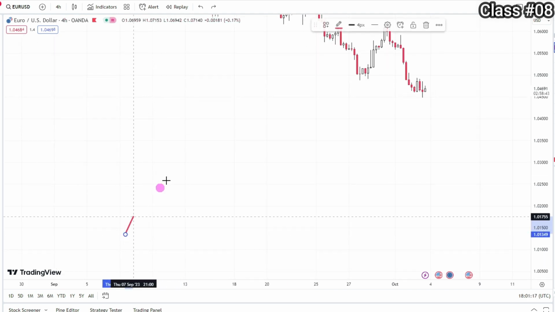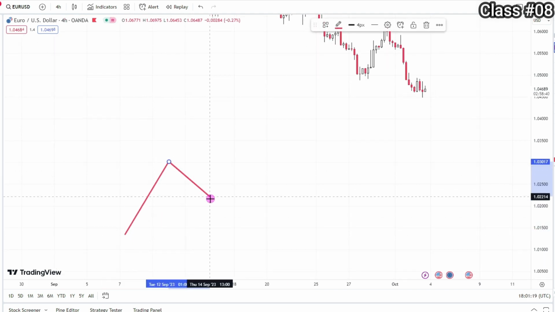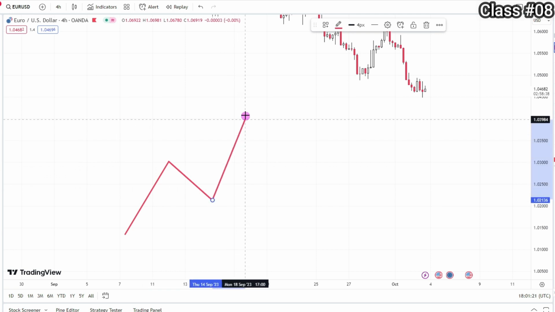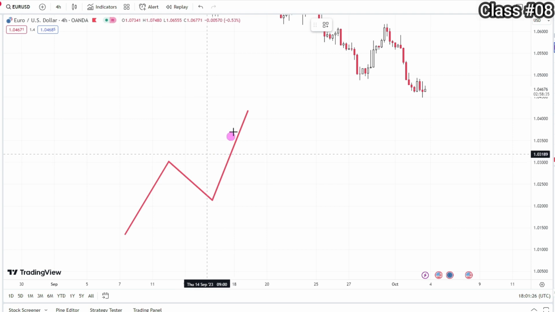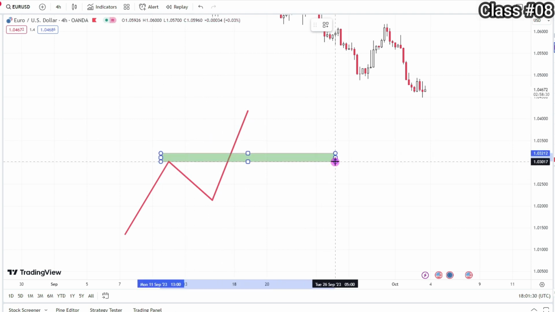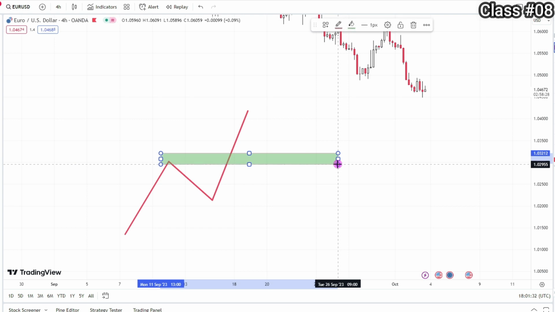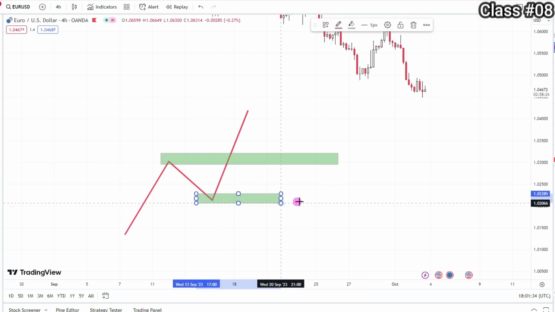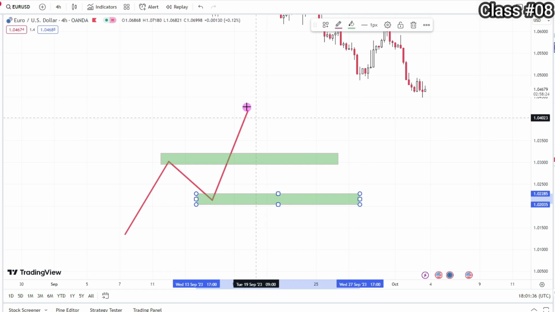First we'll draw a structure on the 4H time frame. After this we'll draw our support and resistance zones. So in an uptrend, this is our first support zone. This is also called the break and retest zone, and this is our last support zone. This is also called the double bottom zone. So in these two zones we'll take our trade.